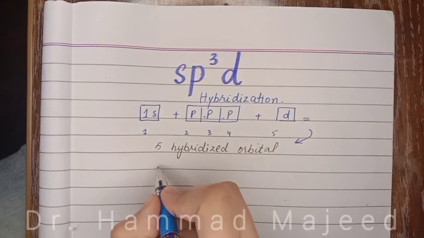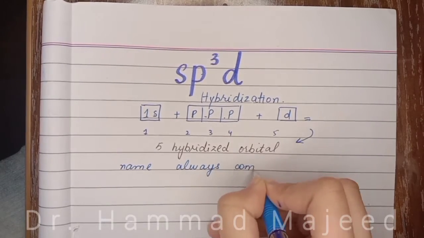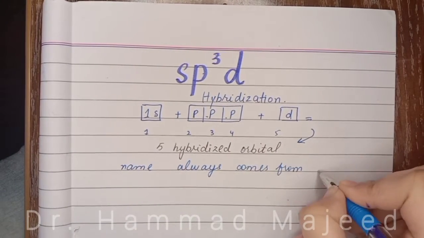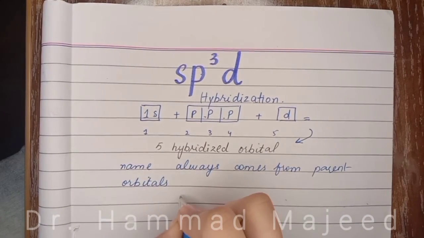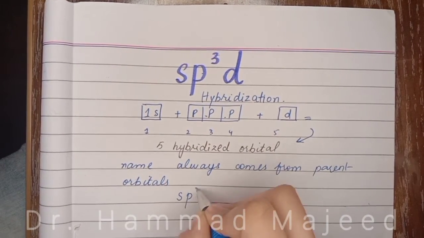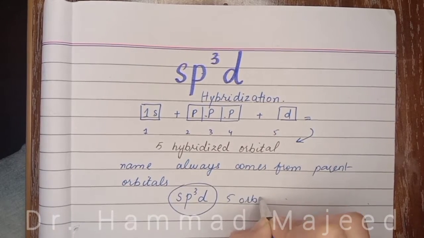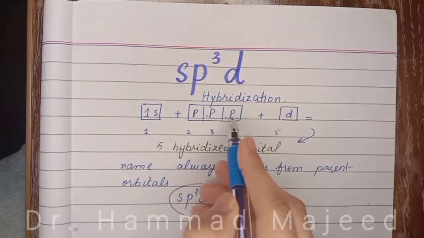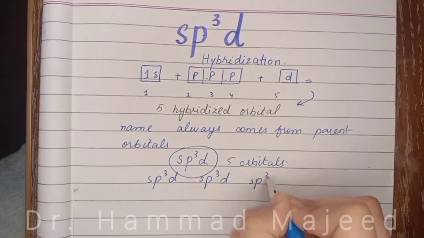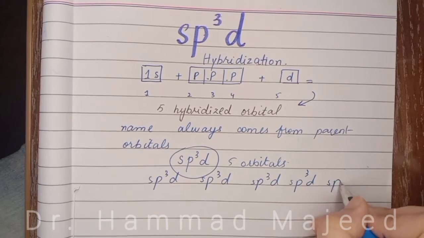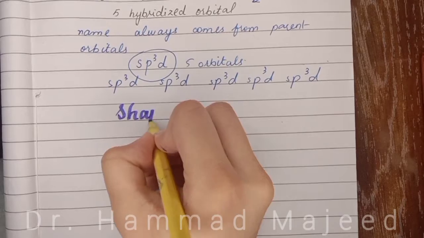Now what we see is that there is one s orbital, three p orbitals, and one d orbital. So 1, 2, 3, 4, and 5. A total of 5 hybridized orbitals will form after the hybridization of s, p, and d orbitals. So now five sp3d orbitals are formed after the hybridization.